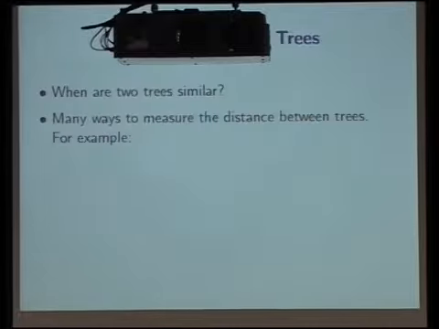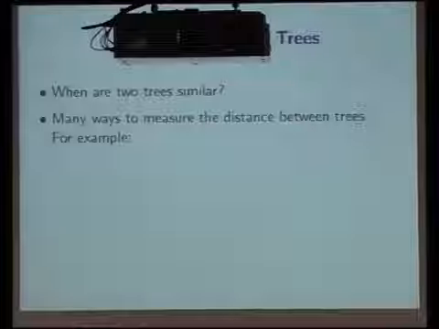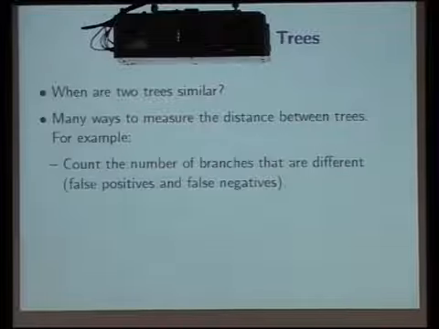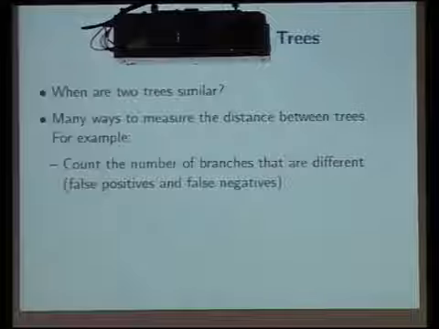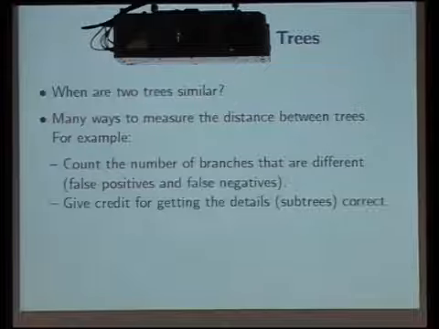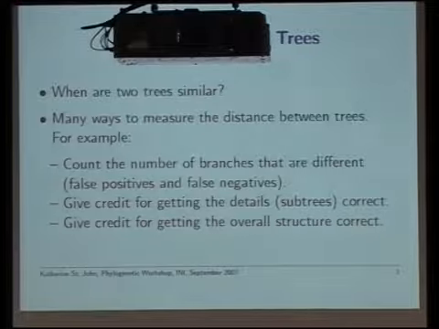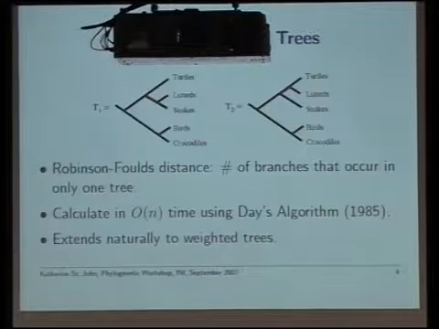And I'd like to say there have been many ways to figure out how similar two trees are. One, for example, is to just measure the number of branches that differ. And we've heard about that several times already, false positives plus false negatives. Another way is to give credit for when you get subtrees or details right. Another one is to give credit for overall structure.